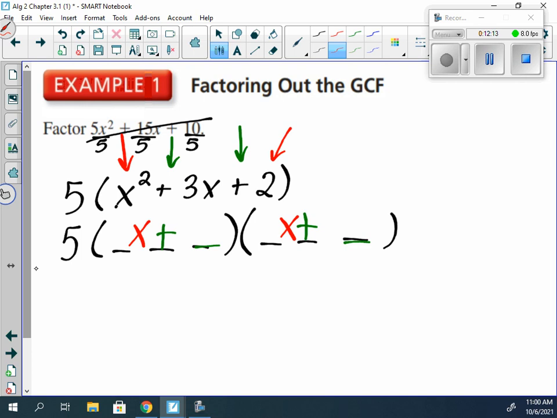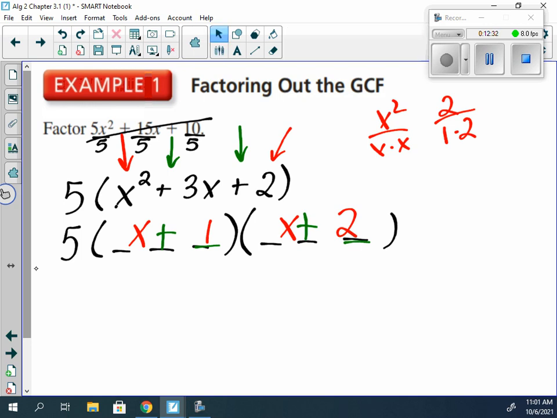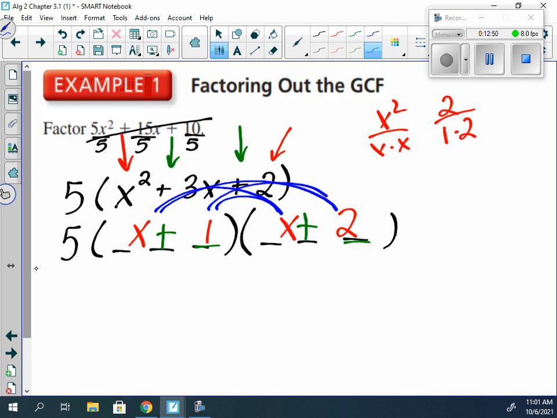Now, what are the factors of 2? X squared would be x and x. Factors of 2, what multiply together to give me 2? 1 and 2. And we'll just plug them in. The order in which we plug these in really doesn't matter, because what we're going to do at the end is we're going to check it. We're going to multiply it back out, like we did at the start.